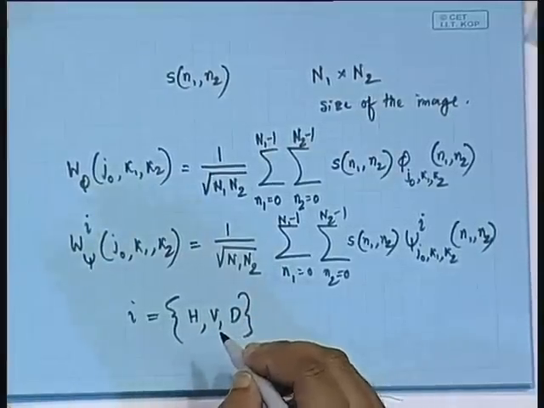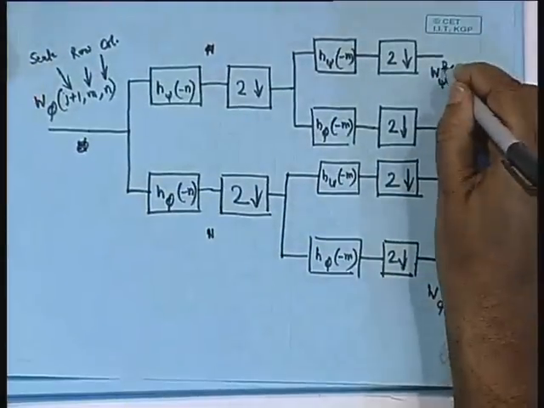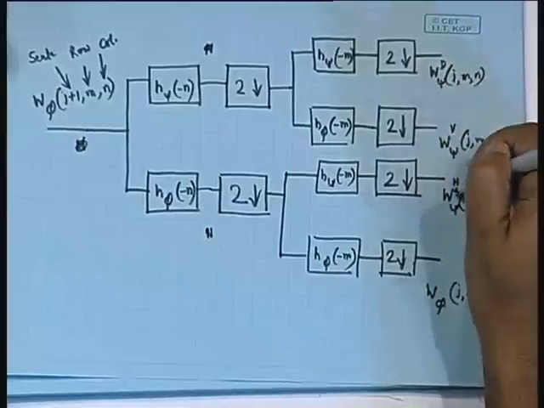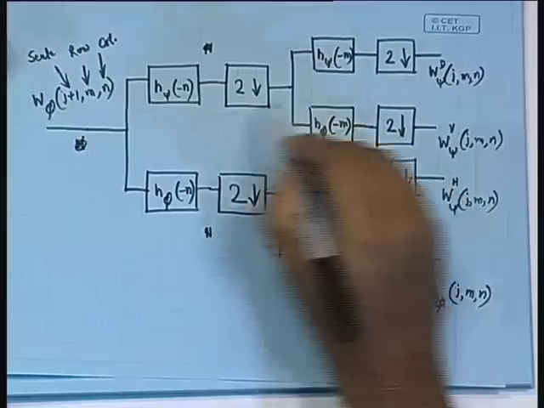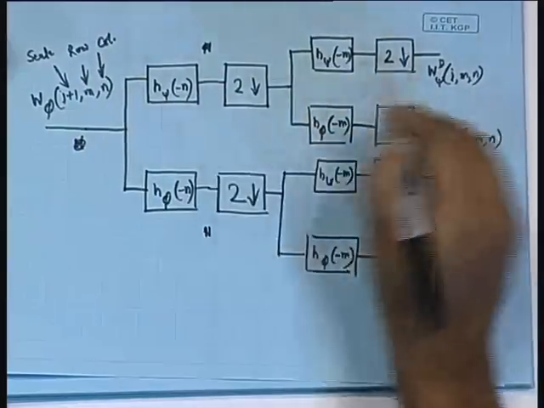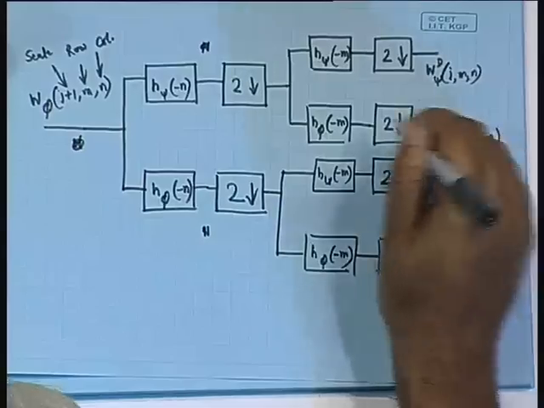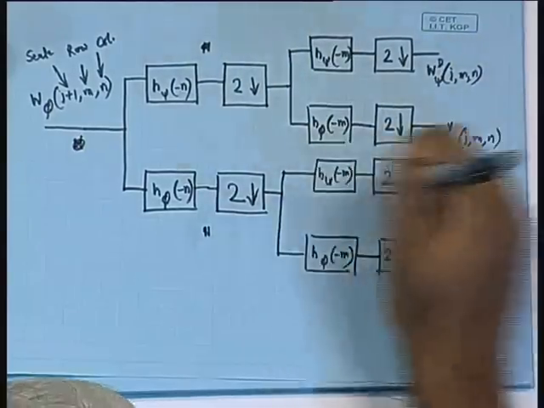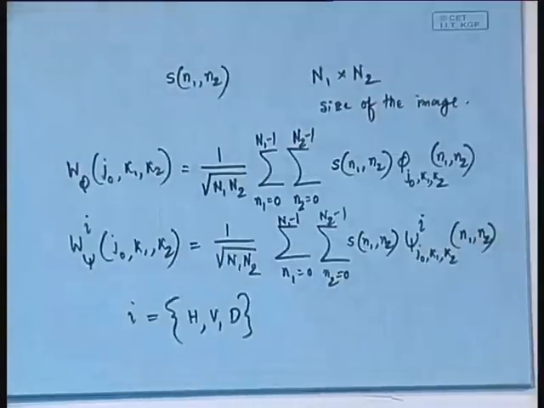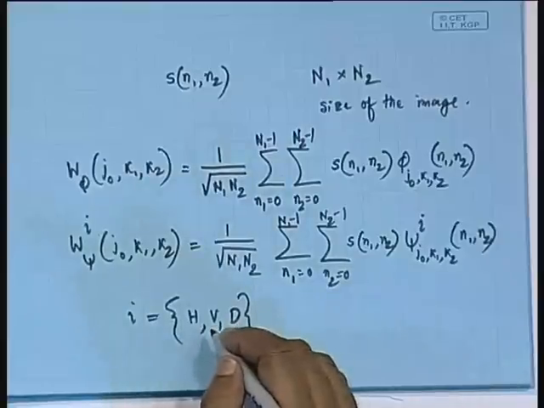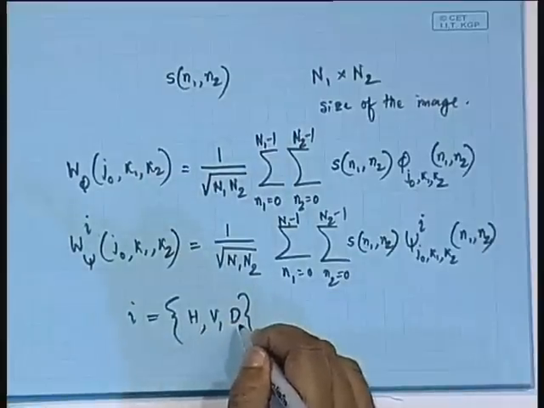What are the significances of this H, V and D? Horizontal, vertical and diagonal. So, remember that just a little while back we were using this notation W psi D, V, H. So, D basically means high pass in both rows and columns, V means high pass along the column, but low pass along the rows, H means just the opposite of that. So, that is why totally we have got 3 such versions.